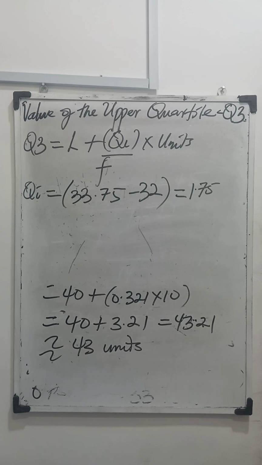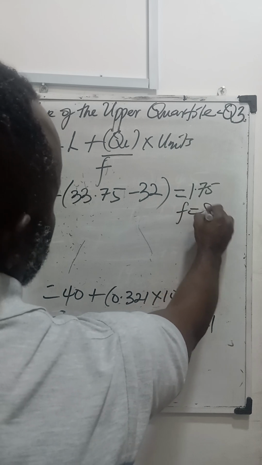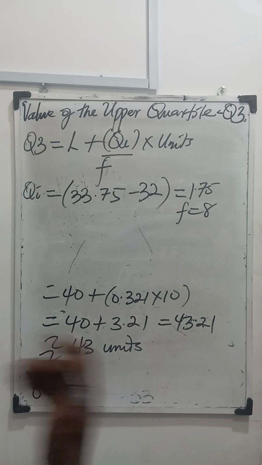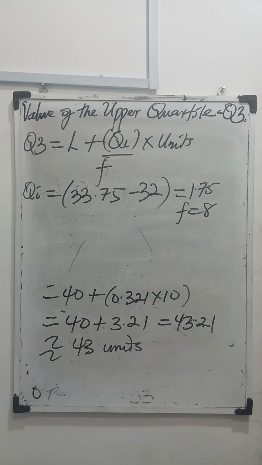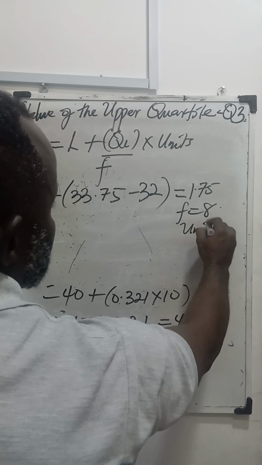So what is the next frequency there? The last we used was 14. The next frequency is this, so F is equal to 8. What is the unit? The unit remains the same. From 41 to 50 is 10, so the unit is 10.